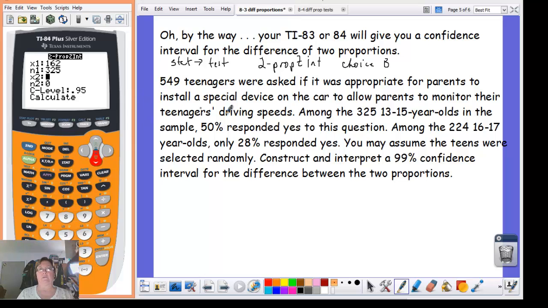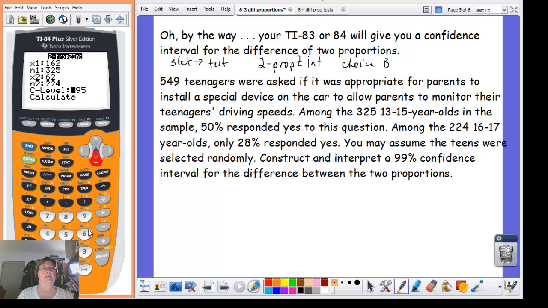The second sample had 224 students in it. These are the older kids. And 28% said yes, so we're going to multiply by 0.28. We need to get to 62 kids. Again, we're going to round down. We want whole numbers of people. And that was out of 224. So that rounding is going to make us be a little bit off, but not a lot.